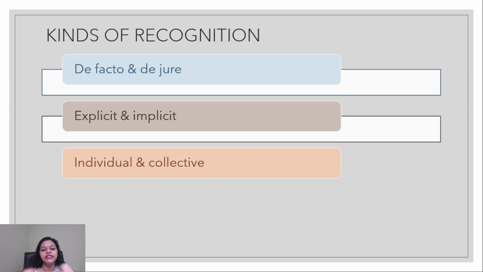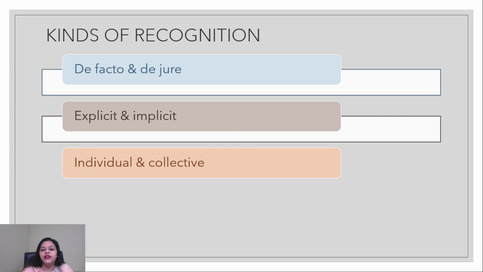Now, the third category of recognition is individual and collective. So sometimes a recognizing state may individually recognize a new state as a state, while sometimes it also may happen that there is collective recognition, meaning that there is a group of states, 2 or more states, which come collectively and recognize a new state as a state.